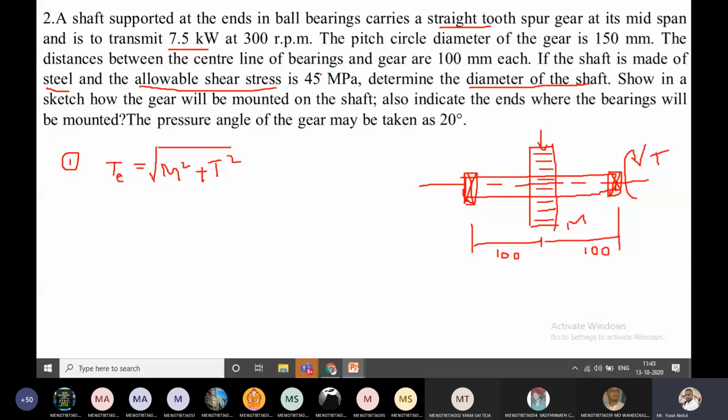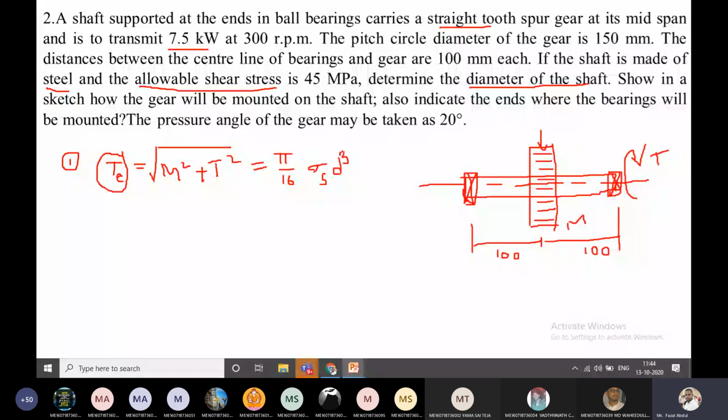Again, TE means equivalent torque, that is pi by 16 into sigma s into d cube. So here sigma s is the allowable shear stress, which is given in the question here.